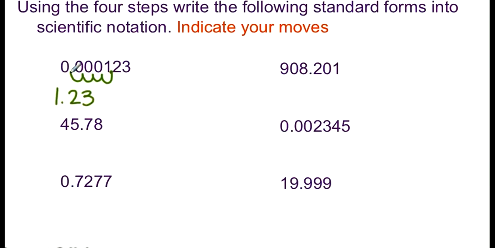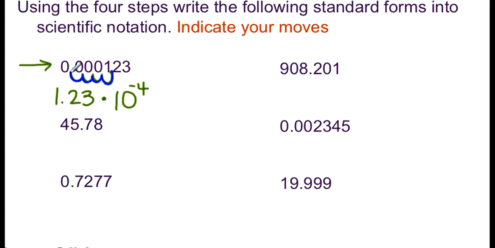1.23. My second step was to multiply that new number by 10, and my exponent is going to be how many bubbles there are. So I'm going to retrace the bubbles. I have 1, 2, 3, 4. So my exponent is going to be 4. The last question that you need to ask yourself is, is your exponent going to be positive or negative? Our original number was smaller than 1, so my exponent is going to be negative.